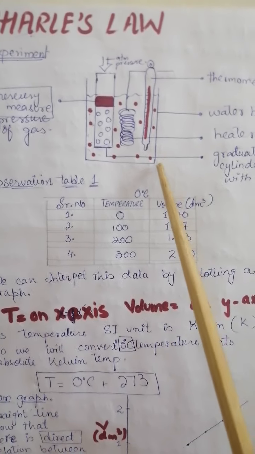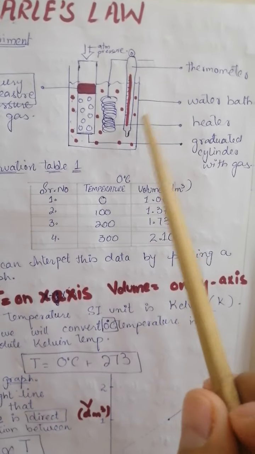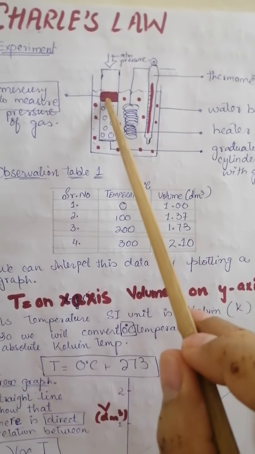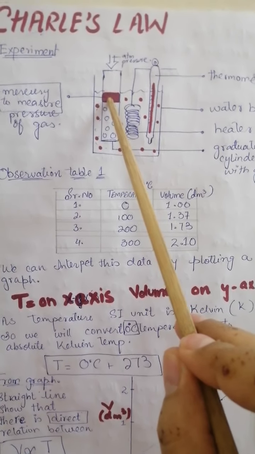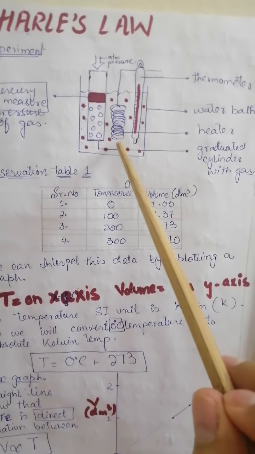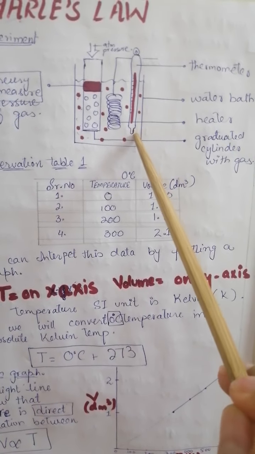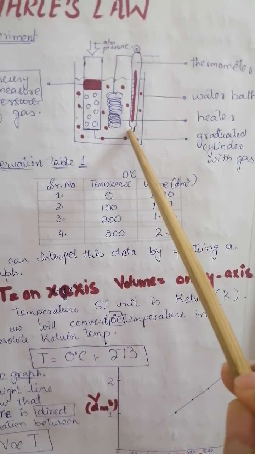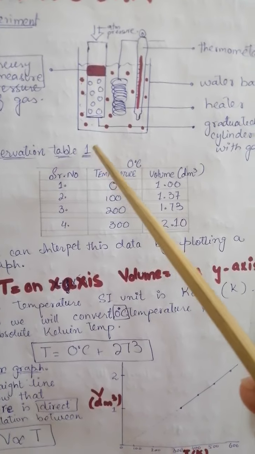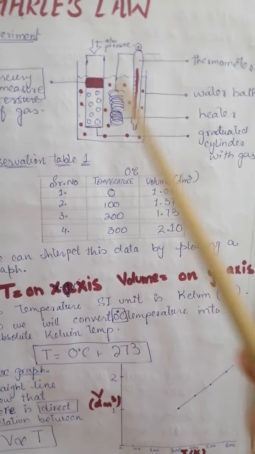He took an apparatus. He took a water bath and a graduated cylinder filled with a gas and mercury on it to measure the pressure of the gas, and a heater to heat the water bath, and a thermometer to measure the temperature of the system, and also observe what will happen to the volume of the gas as the temperature rises.